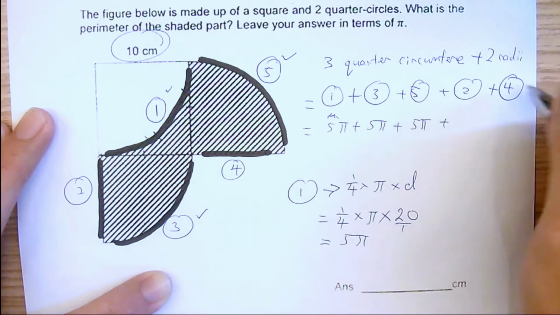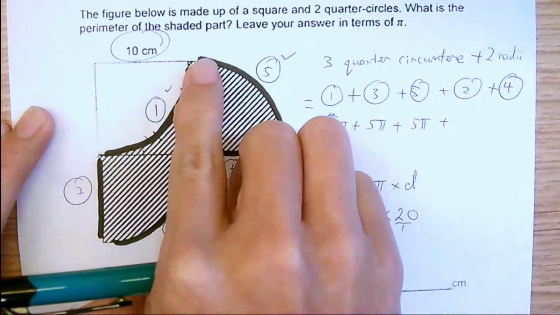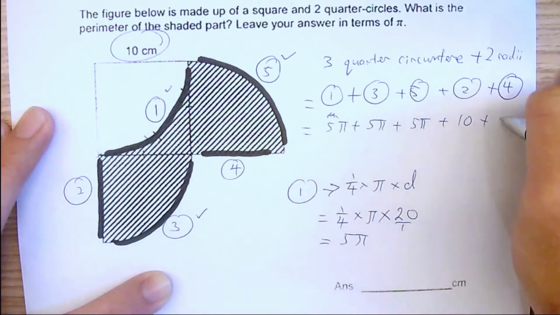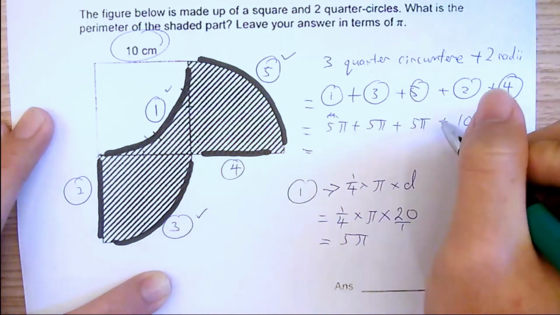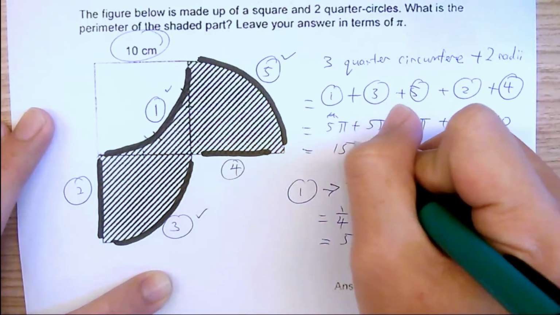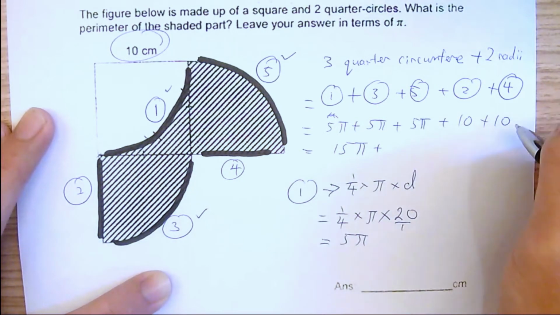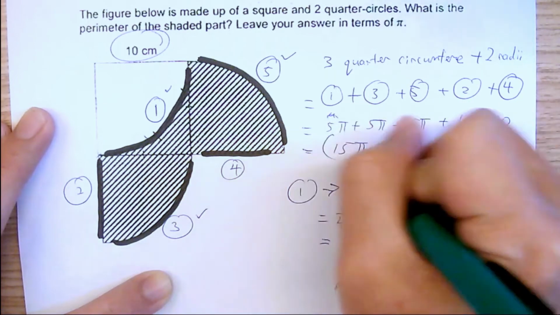And what are the 2 radii? I told you all before, this is a radius, so it's plus 10, plus 10. So 5 pi times 3 will be 15 pi, and 10 plus 10 will be 20. So this will be your final answer.